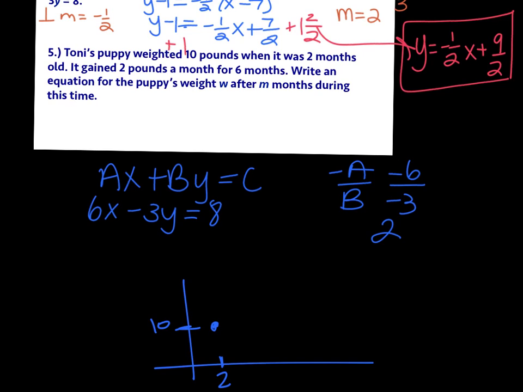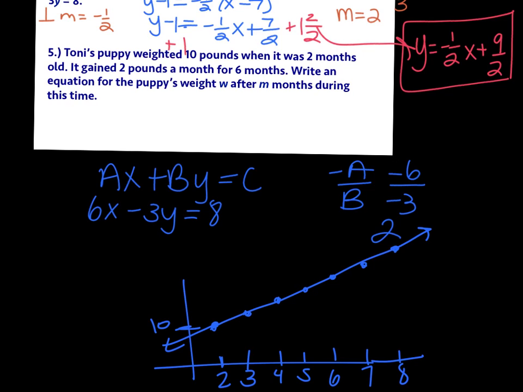And then he gained 2 pounds a month for the next 6 months. So then he went to months 3, 4, 5, 6, 7, 8, gaining 2 pounds each time. So then he went to 12, 14, 16, 18, 20, 22. So that's one way to visualize it. But if you think about it, every 1 month, what's happening to his weight? Going up 2. So if we're putting weight over months, then for each 1 month, the weight's going up 2, right? So my change is 2 over 1 every time.